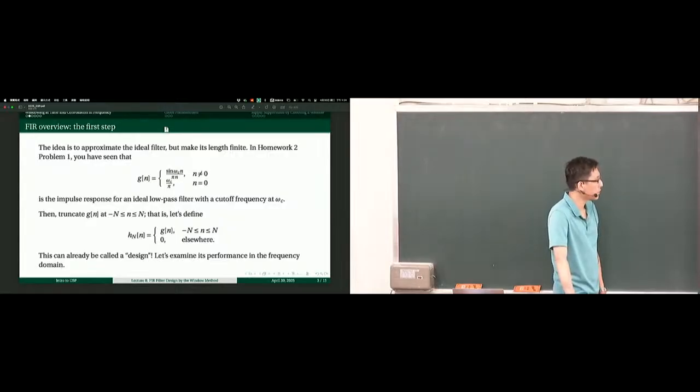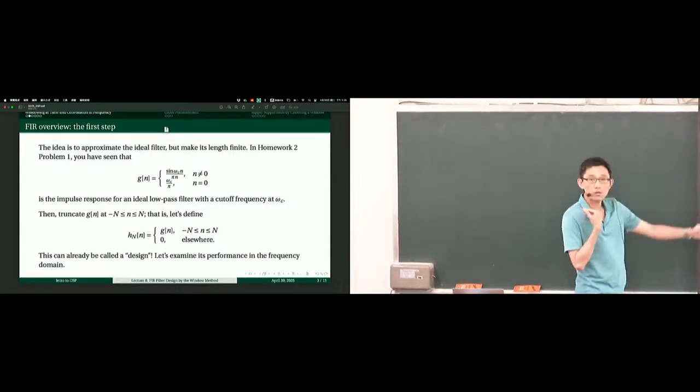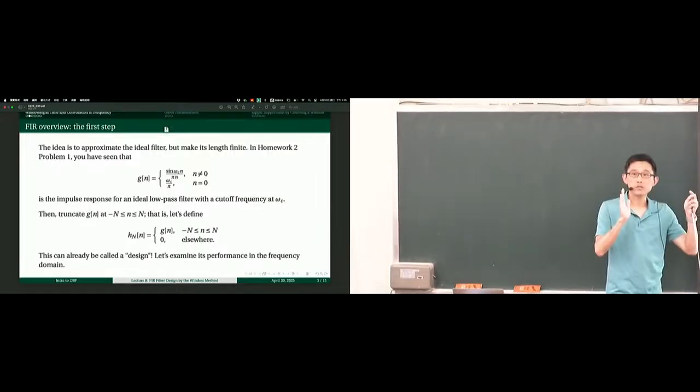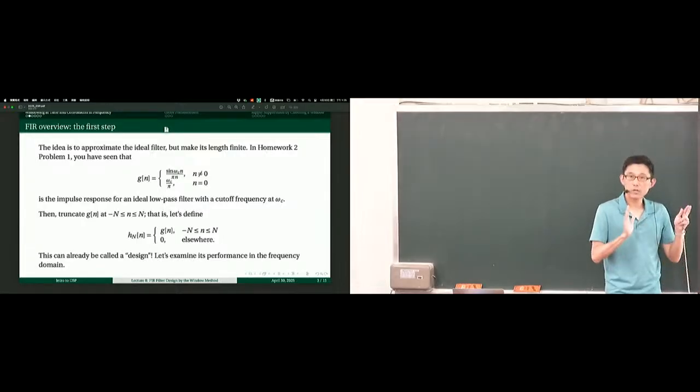Therefore, a naive idea, which actually works pretty well, is a naive but not a bad method: just do a truncation. If this g of n extends infinitely to the left and right, we take the middle part, keep it, and call it a filter. It's that simple. Take the middle part, call it a filter.